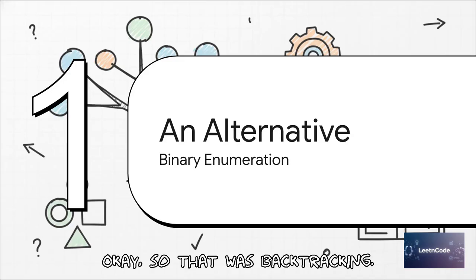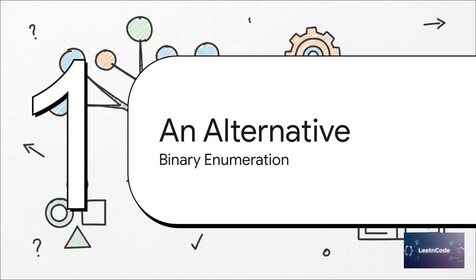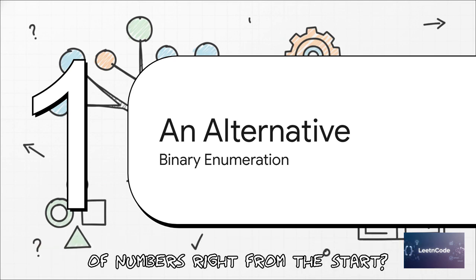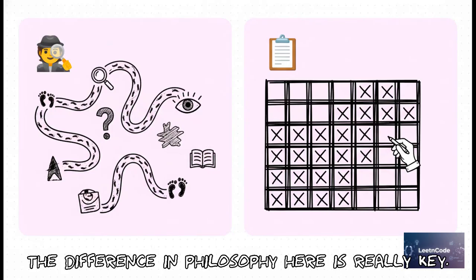Okay, so that was backtracking. Now let's shift gears and look at a completely different blueprint for solving this problem. Instead of exploring paths one by one, what if we could just generate every possible group of numbers right from the start? This second approach uses the power of binary. The difference in philosophy here is really key.